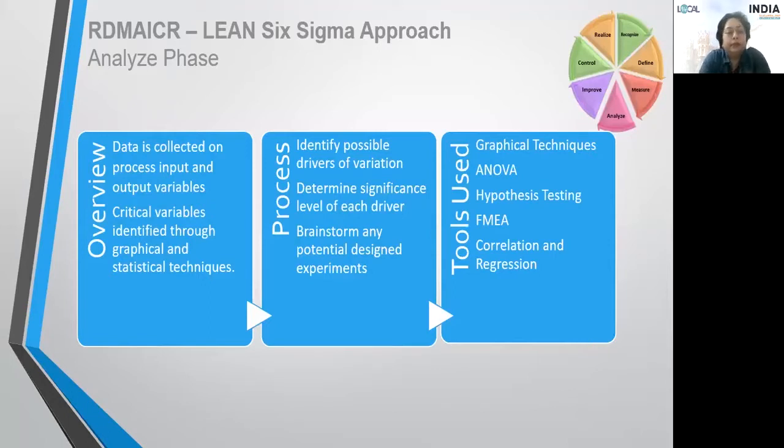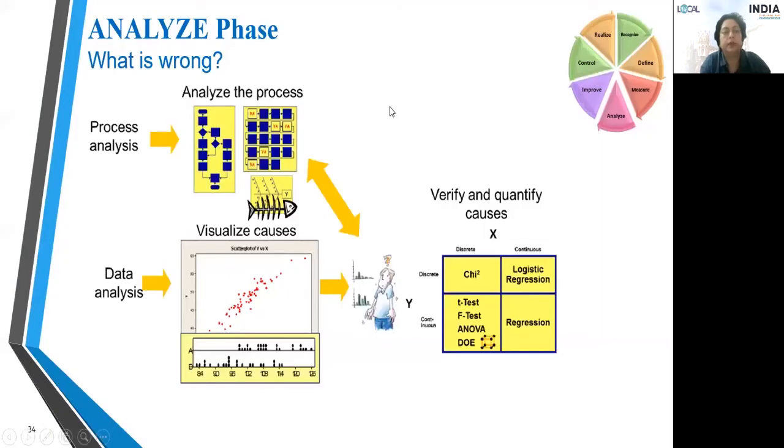Then comes the analyze phase. In the analyze phase, data is collected on the process input and output variables. Critical variables are identified through graphical and statistical techniques. The process is to identify possible drivers of variation, determine the significance level of each driver, and brainstorm any potential design experiments. The tools that we use are ANOVA, hypothesis testing, FMEA, correlation and regression, and graphical techniques. In the analyze phase, we answer the question, what is wrong? Data analysis and process analysis are the activities done in this phase, and we verify and quantify the causes X. We find out the X, the input variable.